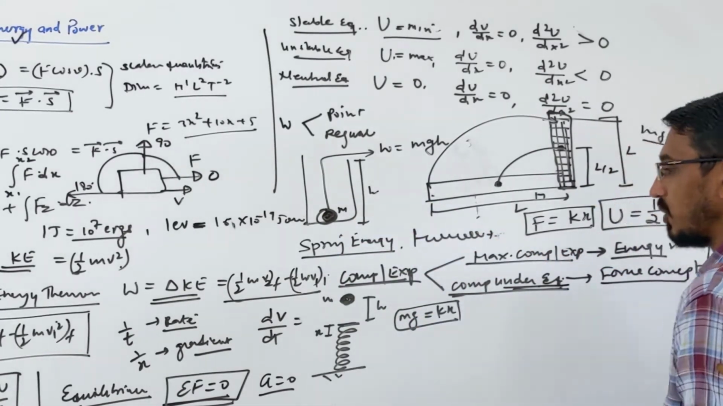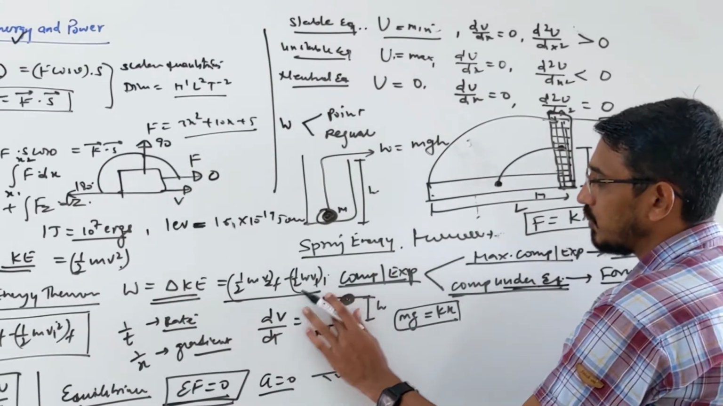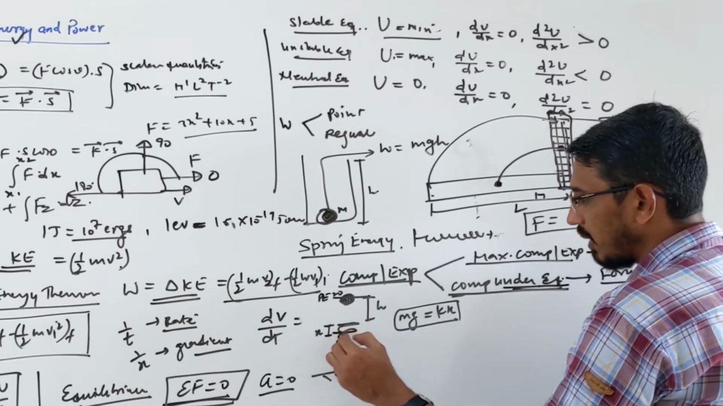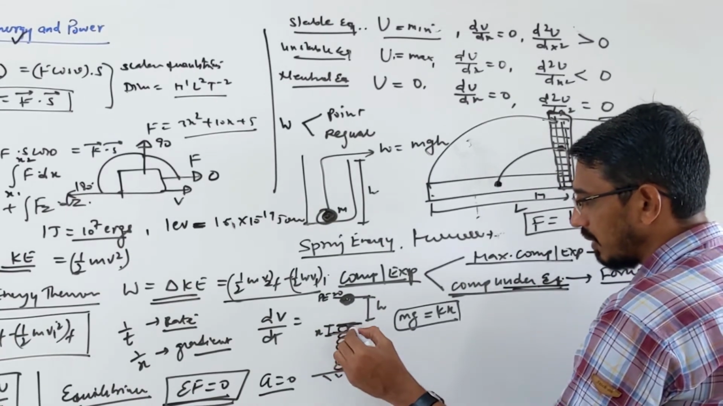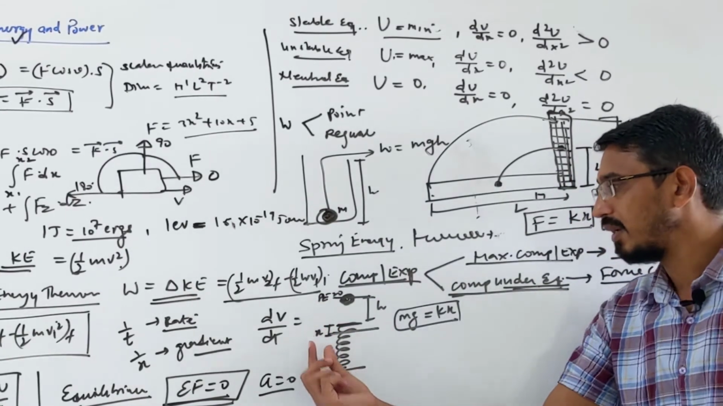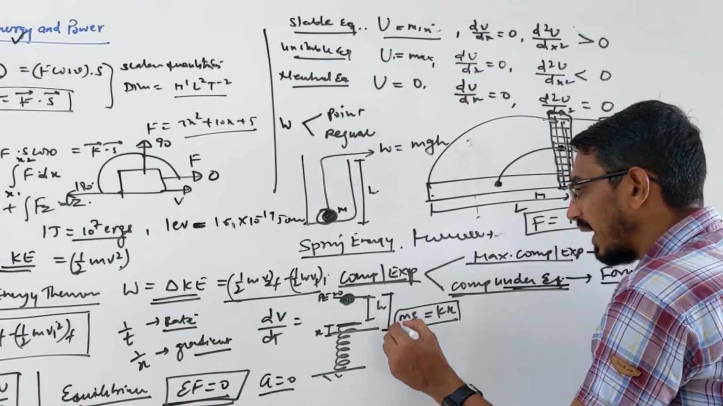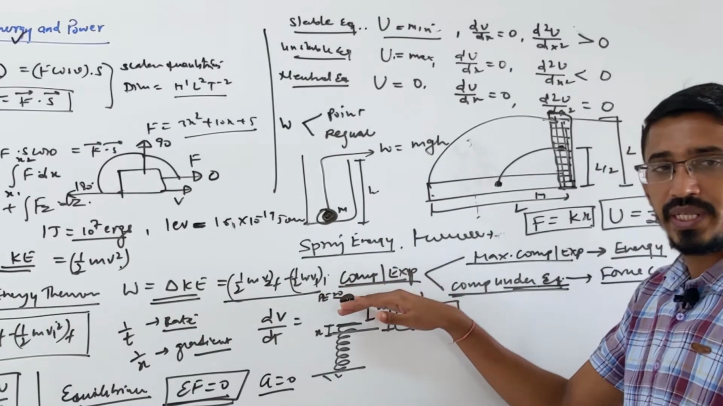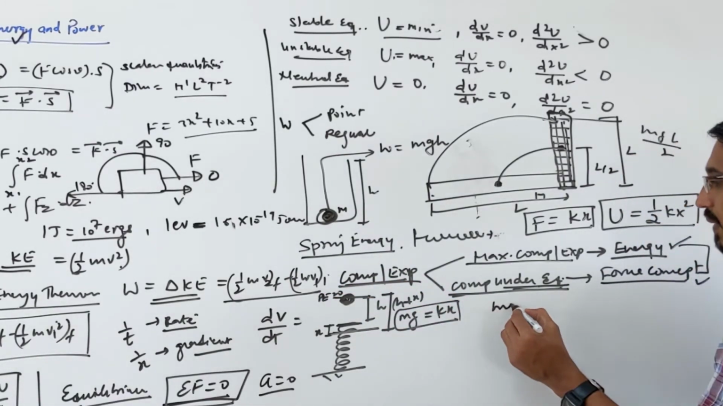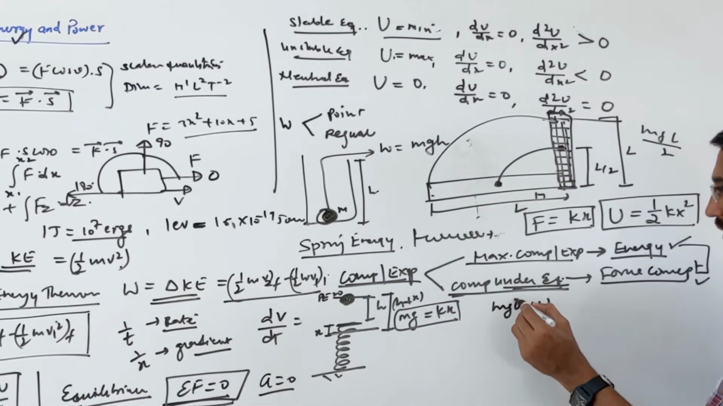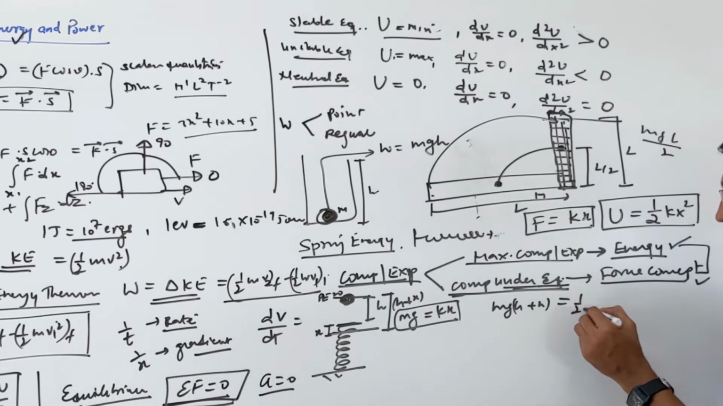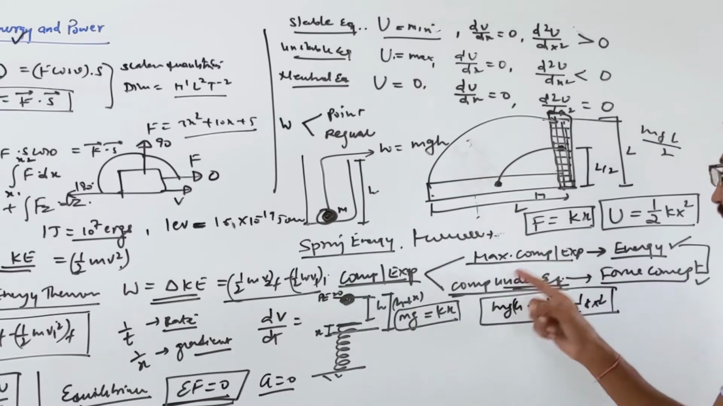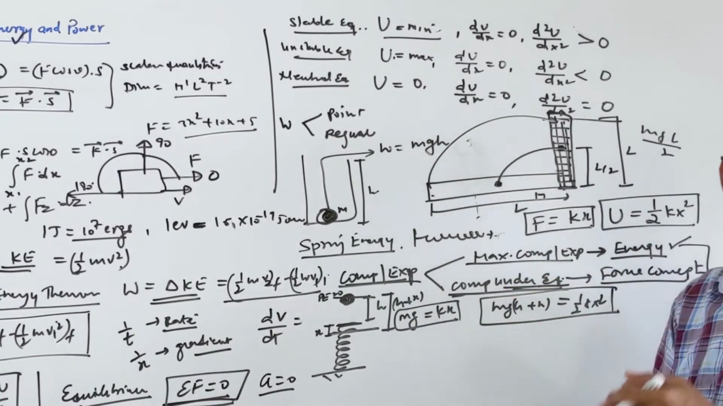Maximum means you write the energy concept. Suppose you take the reference potential at 0 at this point. The spring will go down by x, which is the compression of the spring. So what is the change in height? It is h plus x. That's the total change in height of the object. So the change in potential energy will be mg(h plus x). It goes to half k x square. This way you will get your compression. When they ask for maximum compression, you have to write the energy concept.